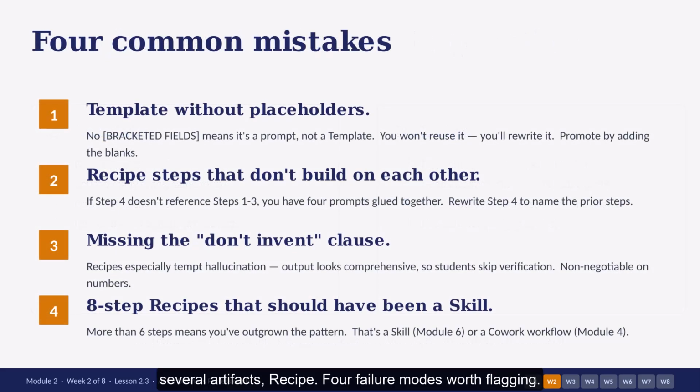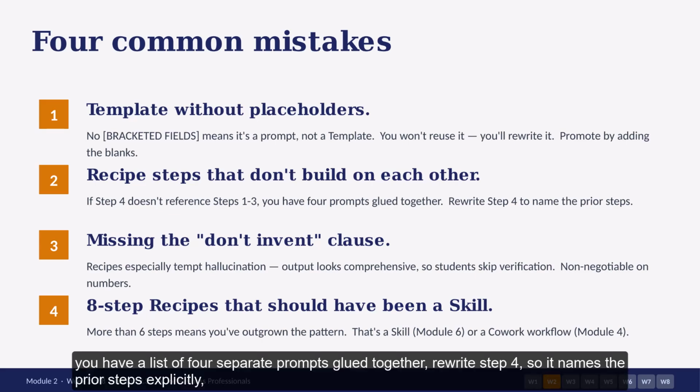4 failure modes worth flagging. 1. A template without placeholders. If it's just a long paragraph with no bracketed fields, it's a prompt, not a template. You won't reuse it. You rewrite it, promote it, by adding the blanks. 2. A recipe whose steps don't build on each other. If step 4 doesn't reference steps 1 through 3, you don't have a recipe, you have a list of 4 separate prompts glued together. Rewrite step 4 so it names the prior steps explicitly.